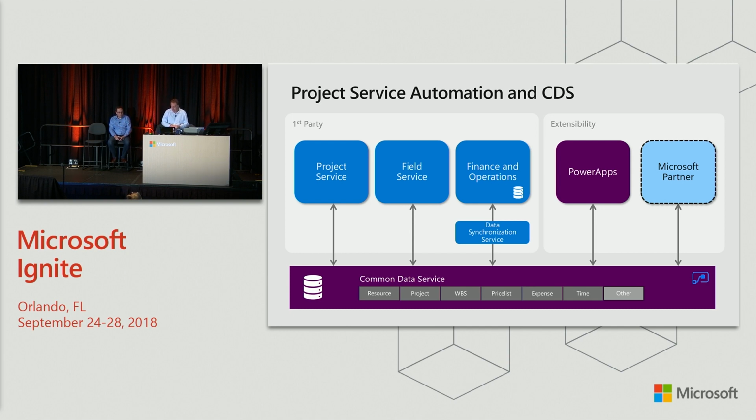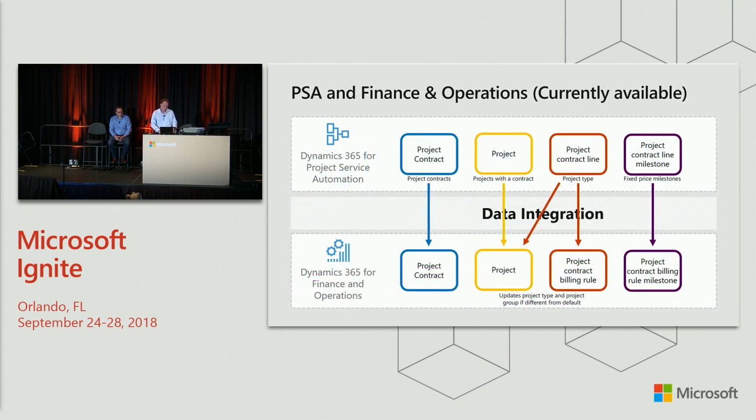Today, what we have capability on is a service called the Data Synchronization Service. The Data Synchronization Service allows us to take data that's in finance and operations and synchronize it with PSA. So we're able to pull in contracts, projects, contract line detail, milestones into F&O to give you that sort of financial view that F&O provides.